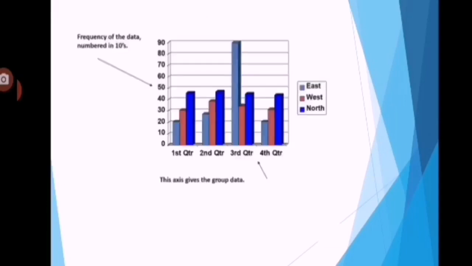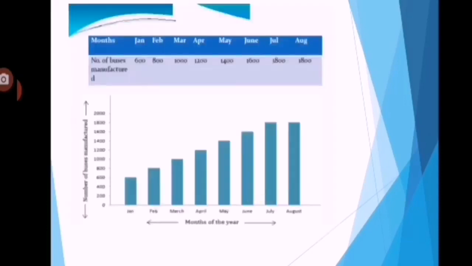Next we come to another format of different types of the bar graph. First quarter, second quarter, third quarter, fourth quarter on the x-axis, and frequency on the y-axis. East, west, north are shown in this axis given in the group of data. So the group of data is shown in the graph slide.